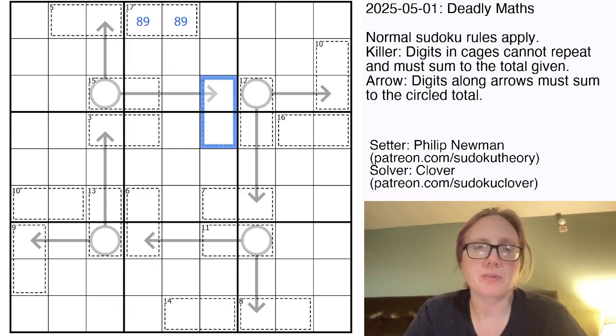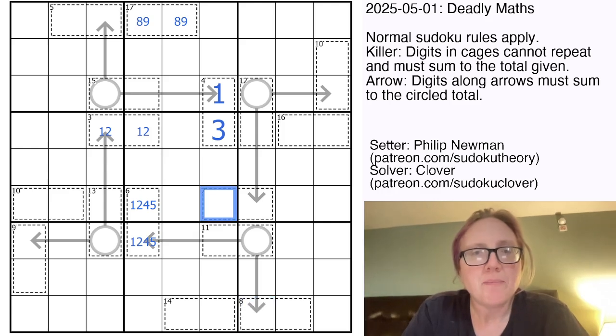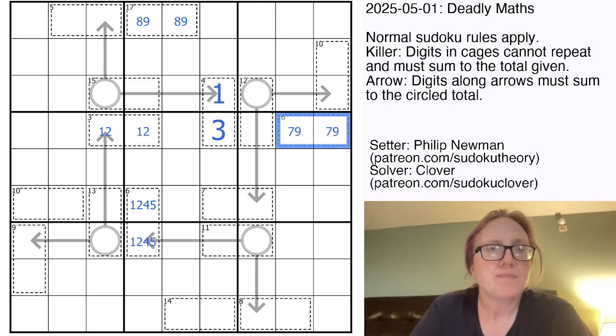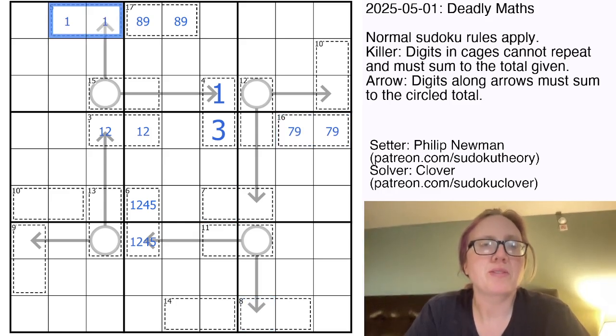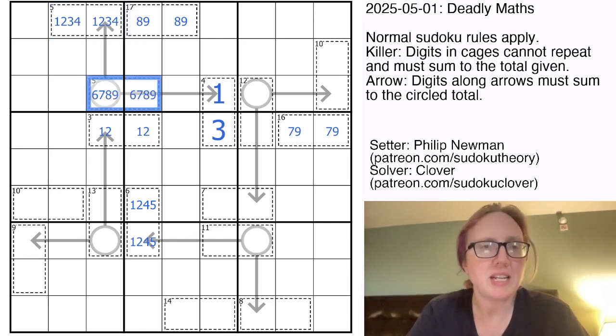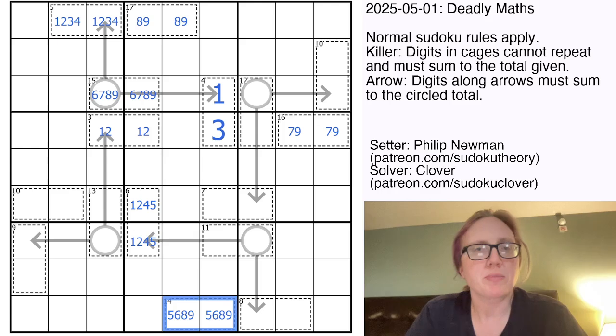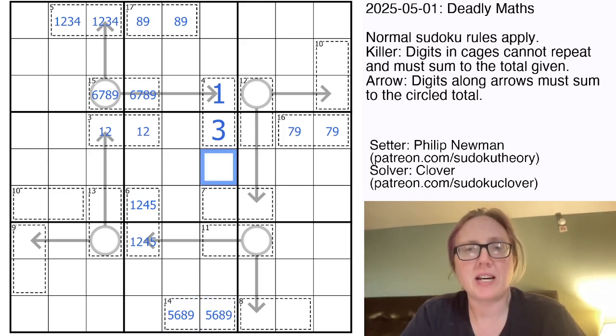4 is always 1 plus 3. 3 is always 1 plus 2, because those are very low numbers. There's only one way we can make them, and then the 1-2 pair tells us that that is a 3, and that is a 1. 6 is either 1 and 5, or 2 and 4. 16 is always 7 plus 9. 5 is always either 1 plus 4 or 2 plus 3. 15 is going to be 6 plus 9 or 7 plus 8. And it looks like those are, nope, 14, 5 plus 9, or 6 plus 8. Those are our cages that have only 1 or 2 options, so we can start by filling those out.